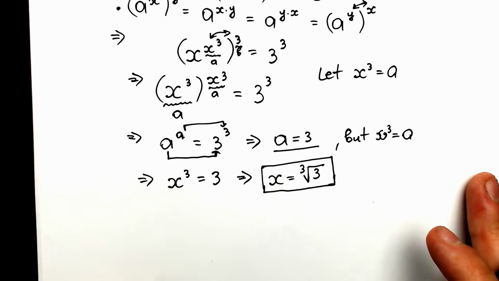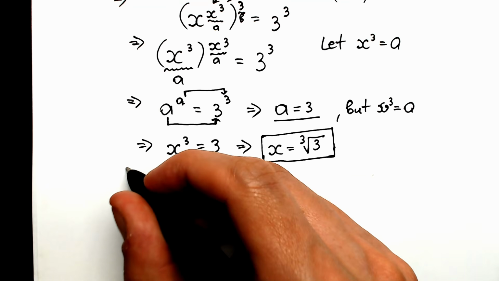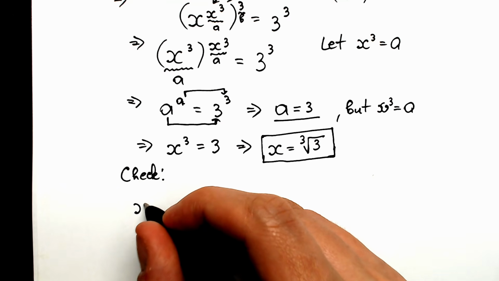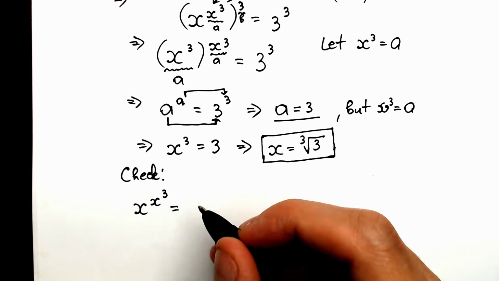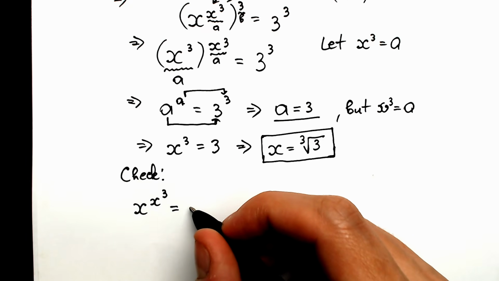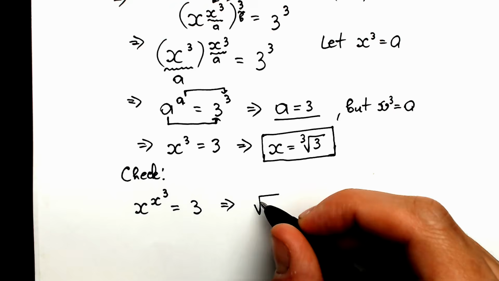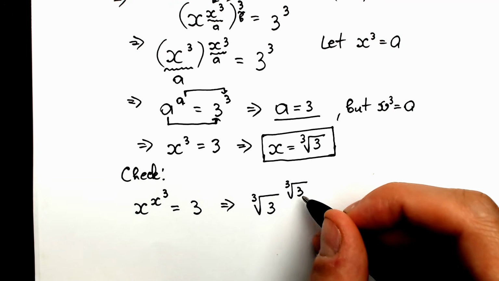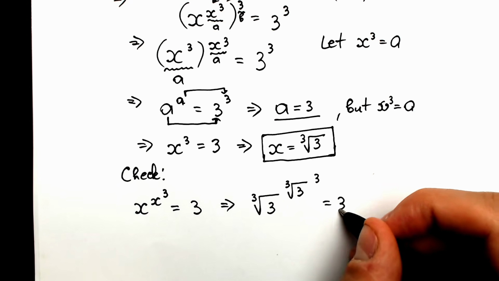So we have x equal to the cube root of 3. Let's check. We have x to the power x cubed is equal to 3. So let's plug in this cube root of 3. So we have the cube root of 3 to the power of the cube root of 3, raised to the power 3, equal to 3.